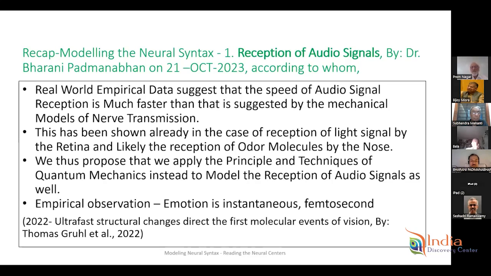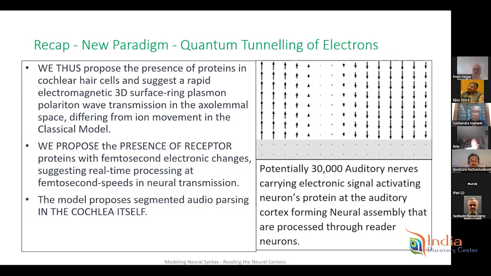Empirical observations show the emotion is instantaneous, which is in the femtoseconds. Now, in this new paradigm, the quantum tunneling of electrons, we thus propose the presence of proteins in the cochlear hair cell and suggest a rapid electromagnetic 3D surface plasmon polariton wave transmission in the XML space, differing from the ion movement in the classical model. We propose the presence of receptor protein with femtosecond electronic change, suggesting a real-time processing at the femtosecond speed in neural transmission. The model proposes segmented audio parsing right at the cochlea itself.